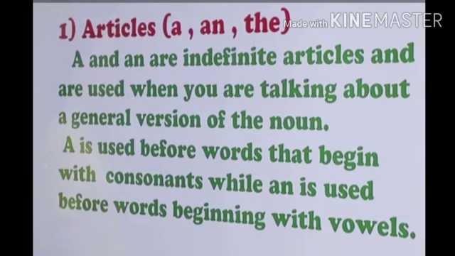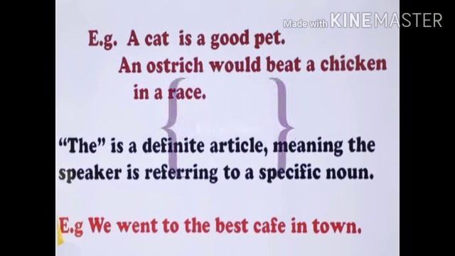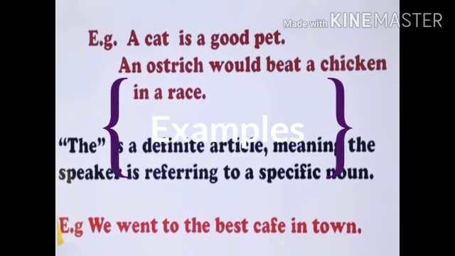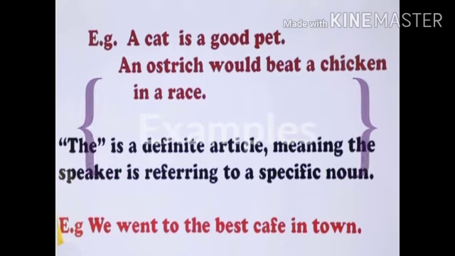Let's see some examples. A cat is a good pet. An ostrich would beat a chicken in a race. The is a definite article, which means the speaker is referring to a specific noun. For example, we went to the best cafe in town. The article the is also used before the names of oceans, rivers, mountain ranges, unique things, monuments, etc.